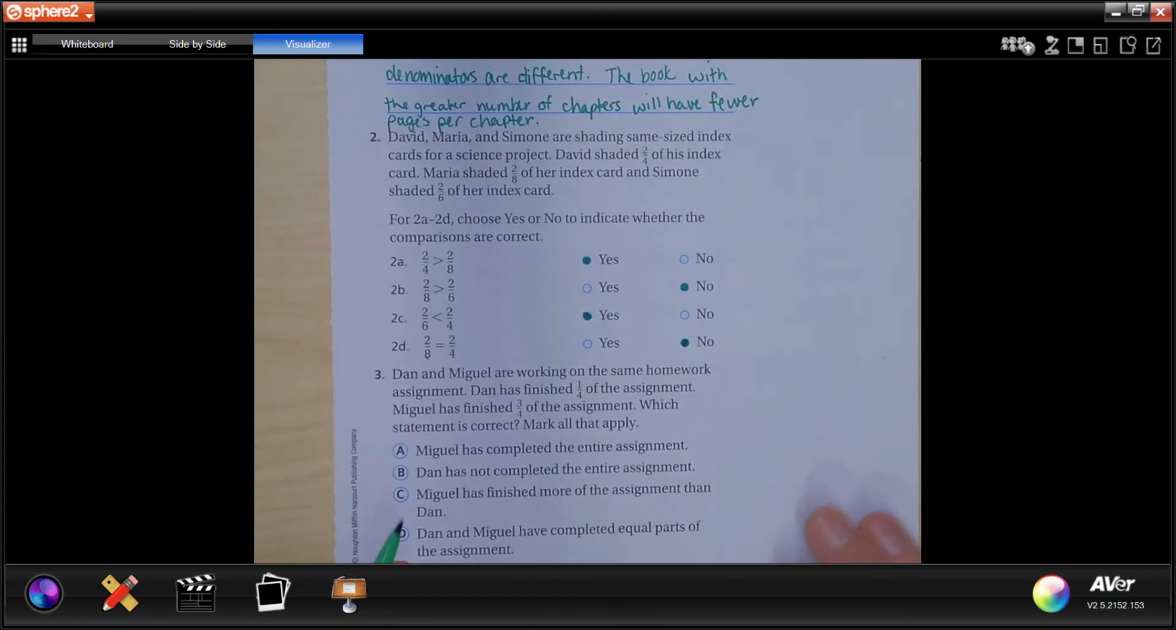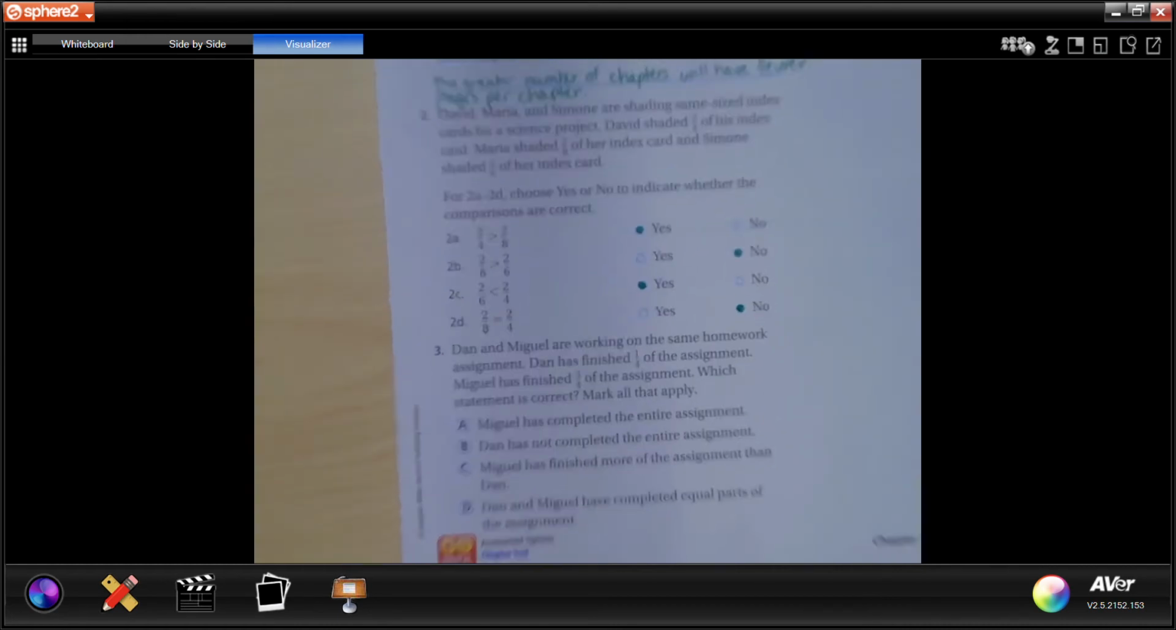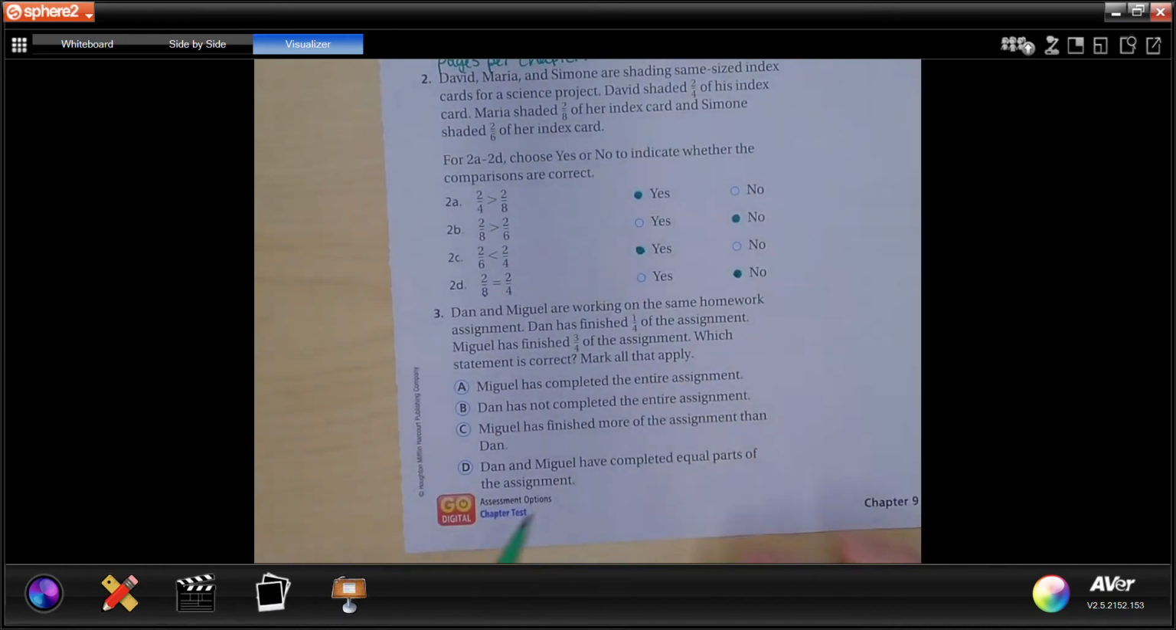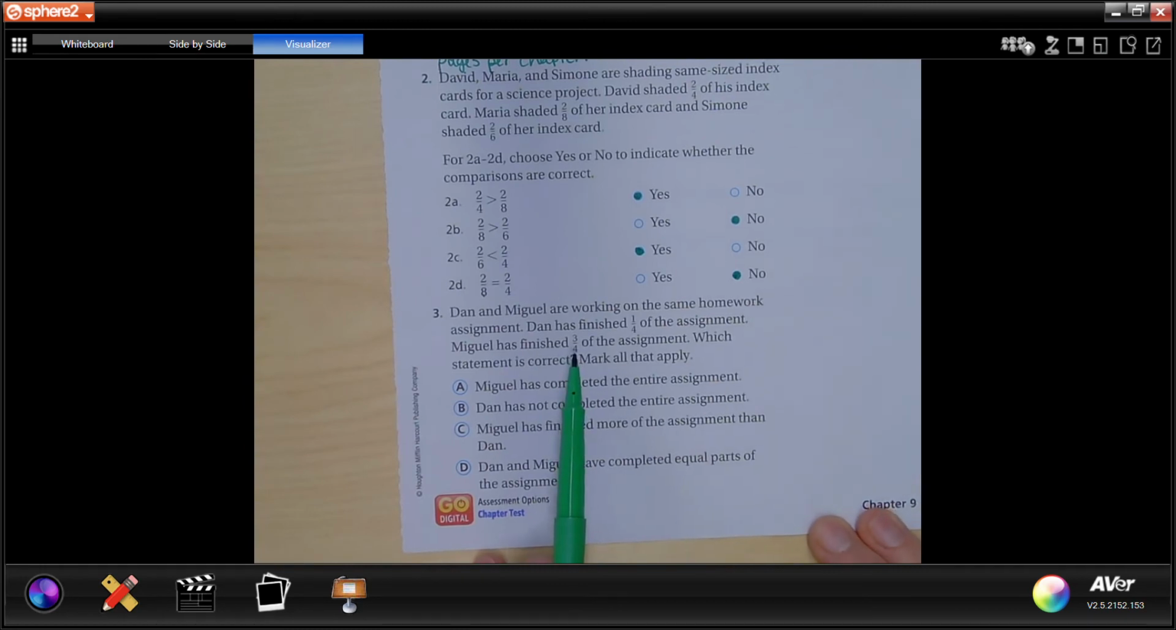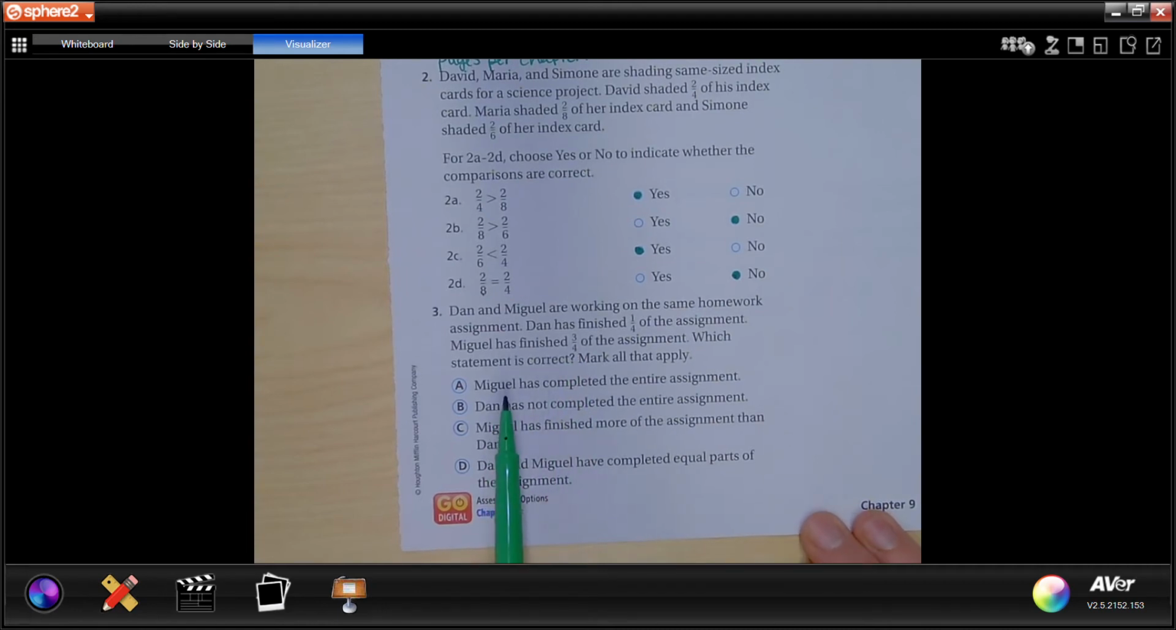Okay, number 3. Dan and Miguel are working on the same homework assignment. Dan has finished 1/4 of the assignment. Miguel has finished 3/4 of the assignment. Which statement is correct? Mark all that apply. Miguel has completed the entire assignment. Well, Miguel has finished 3/4 of the assignment, so did he complete the entire assignment? The whole? No, only 3 out of 4 parts of the whole, so that is not true.